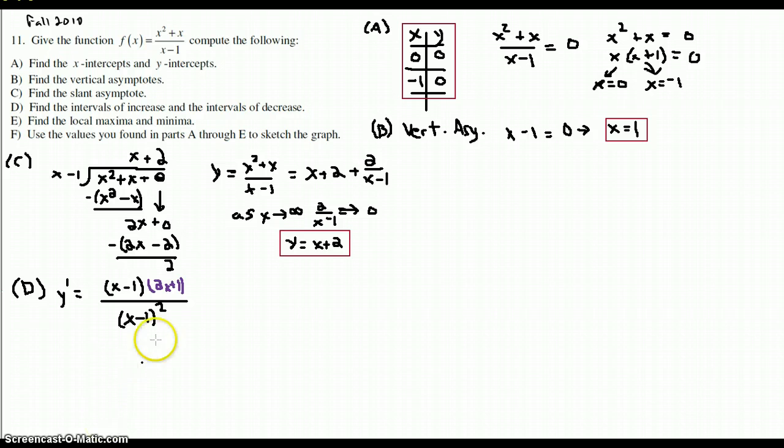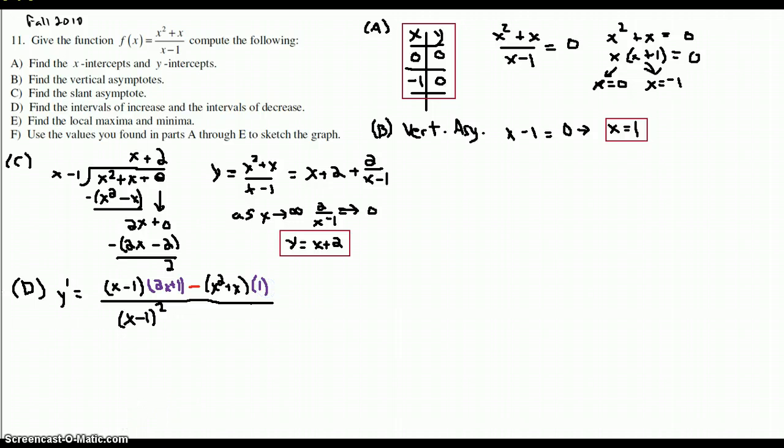And then we're going to have a minus, where we'd have the numerator, x squared plus x, and that's going to be multiplied by the derivative of the denominator, which is just 1.